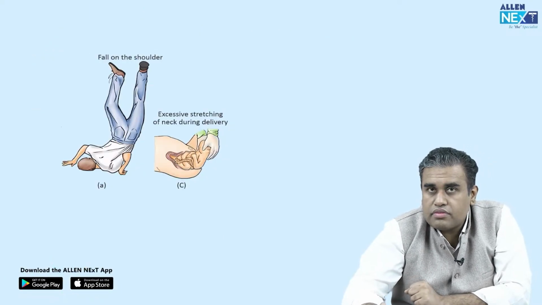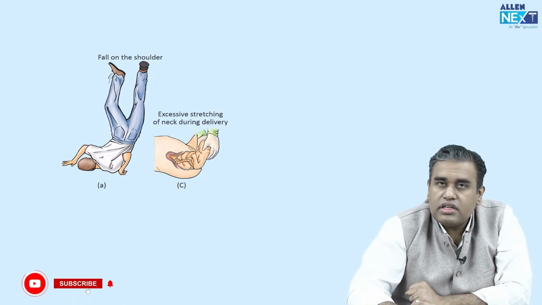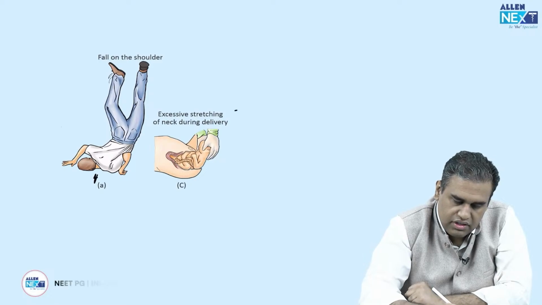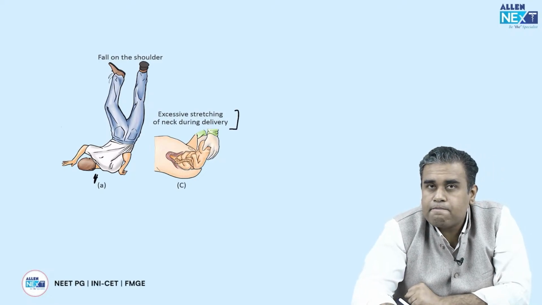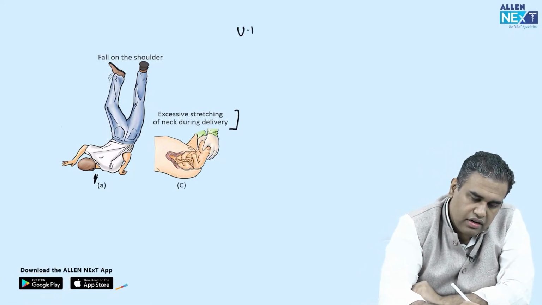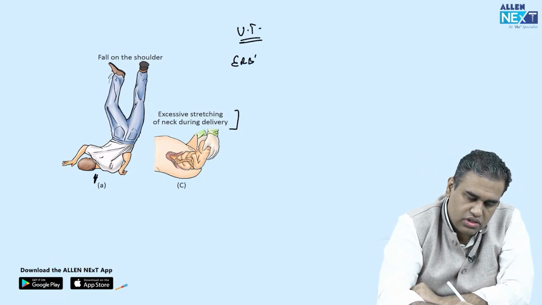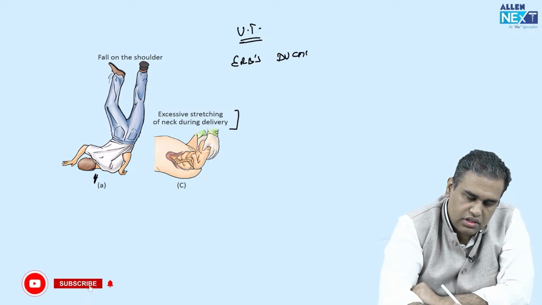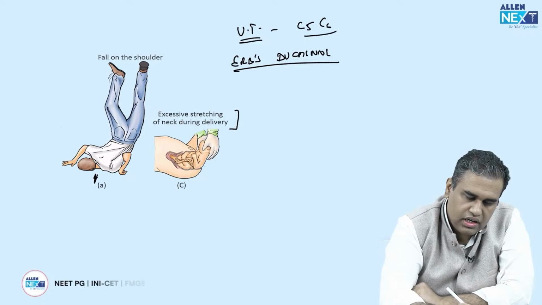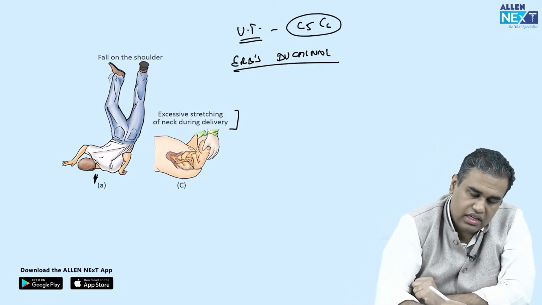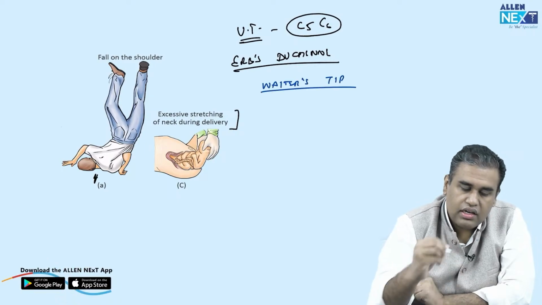Okay, this mode of injury, the person falling down like this, or there is a delivery in which there is excessive stretching of the neck. This might lead to upper trunk injury of the brachial plexus, which we should know as abduction palsy. Upper trunk means C5, C6 involvement. And what is the attitude of the limb over here? It's a Waiter's tip deformity. I am sure you all must be knowing it. Waiter's or the Porter's tip deformity.